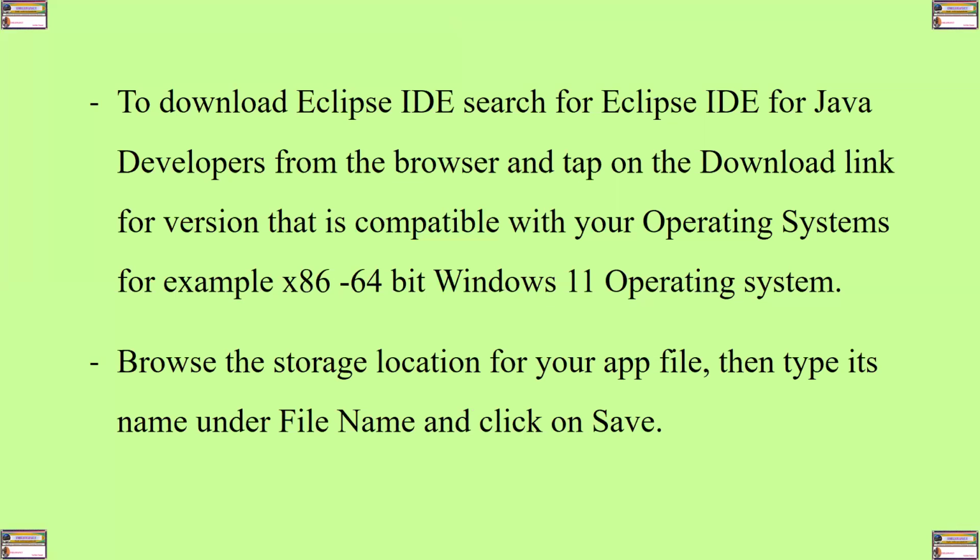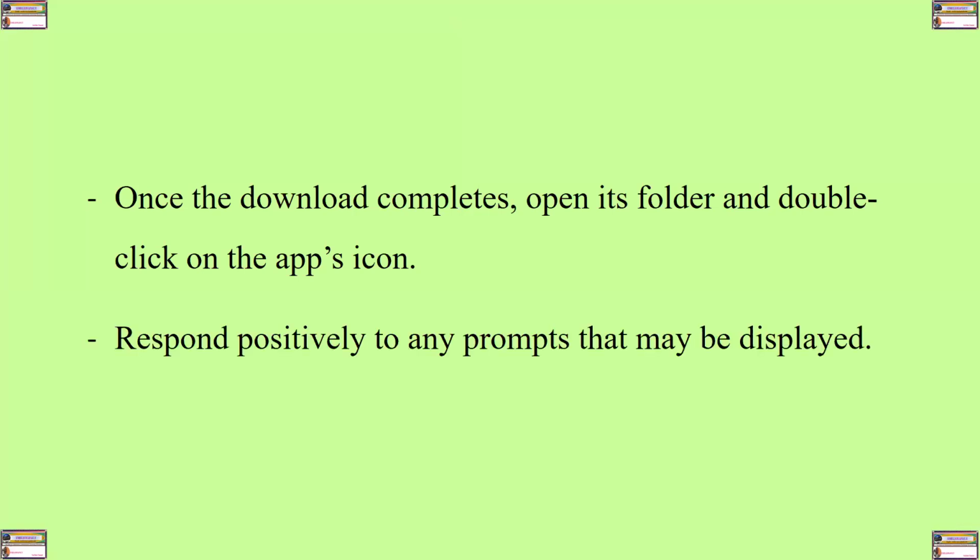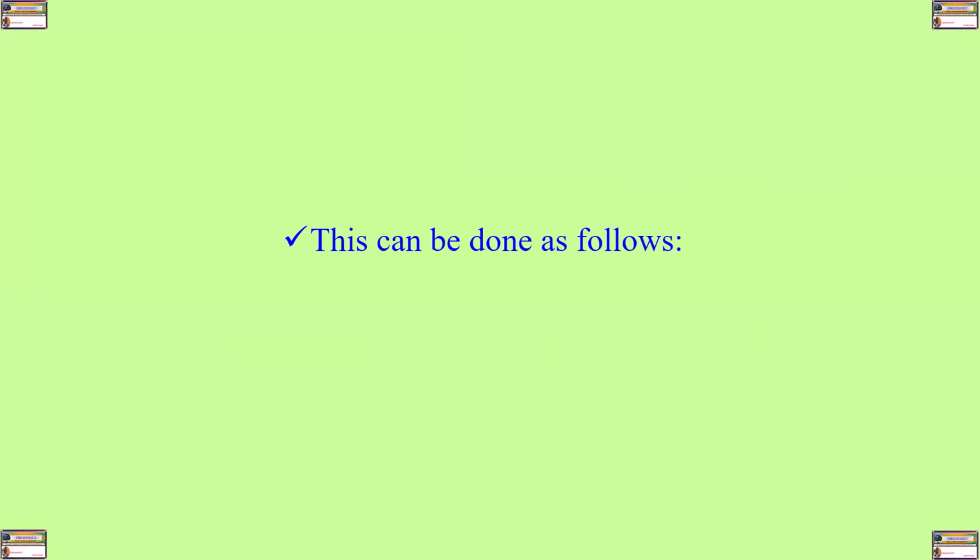type its name. Or in other words, during the download process, once you click on download, a window for storage location will open, from where you can type the file name for your download and click on save. Once the download completes, open its folder and double-click on the app's icon. Respond positively to any prompts that may be displayed. So you can download your Eclipse IDE for Java Developers as follows.